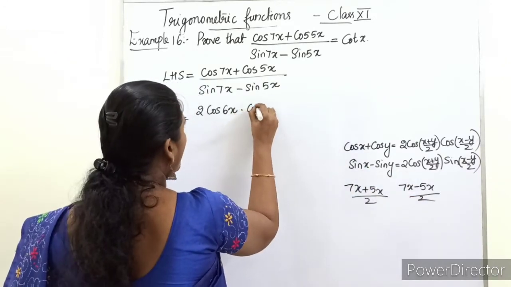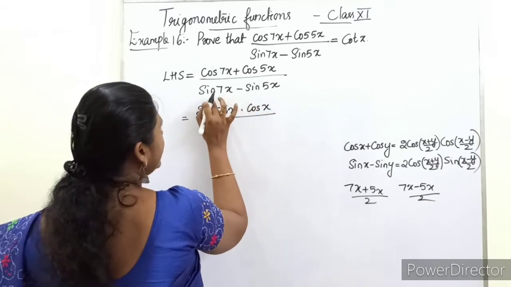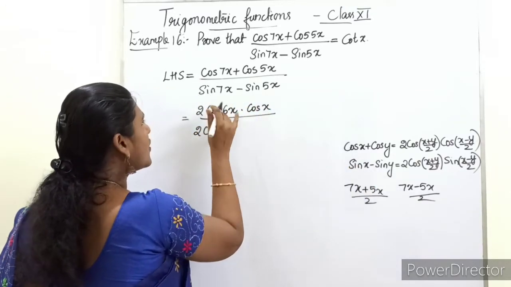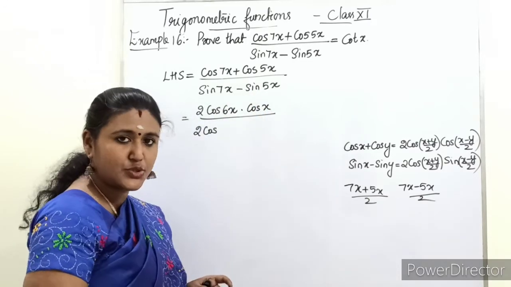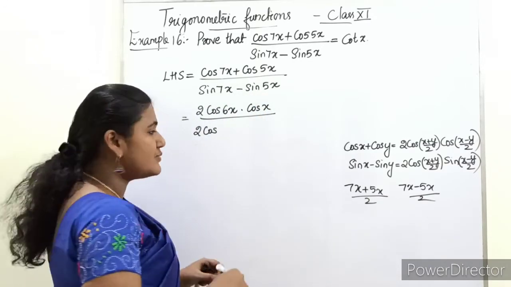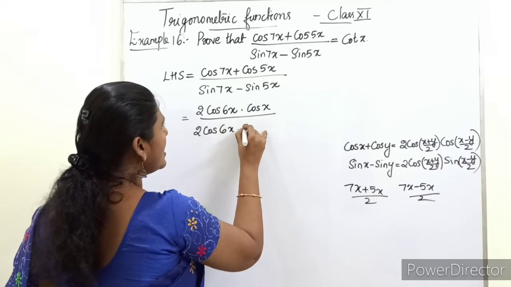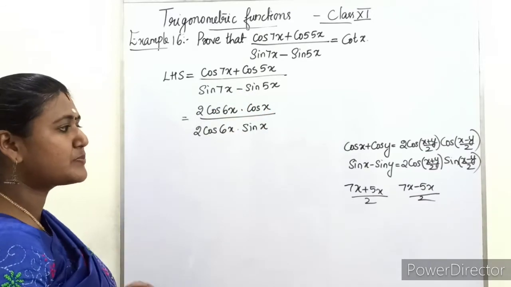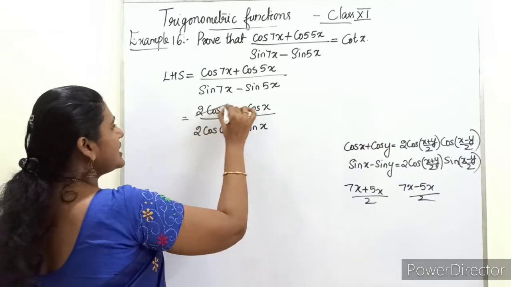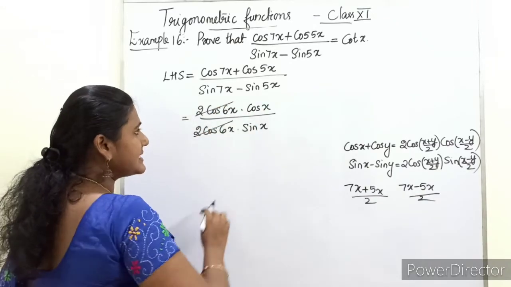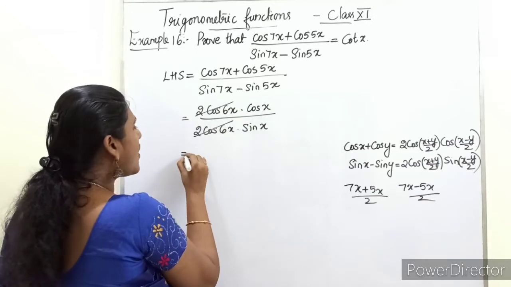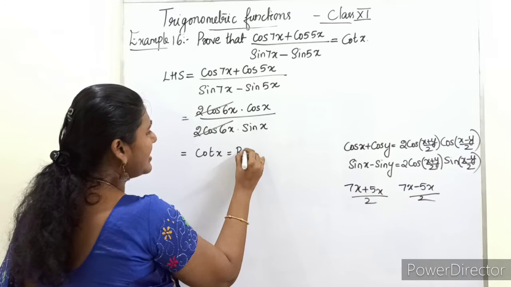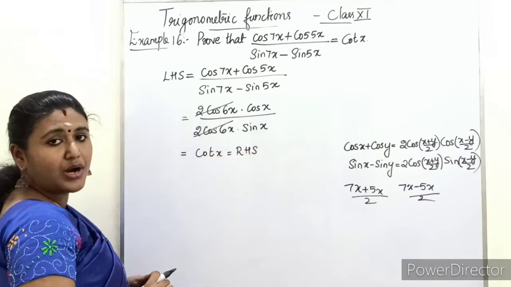So we can write cos x divided by denominator. We will use the second identity, that is 2 cos, here also (7x + 5x)/2, that is 12x by 2, which is 6x, into sin x. 7x minus 5x is 2x, and 2x by 2 is x. If you see here, these terms will get cancelled, and what remains is cos x by sin x, which is equal to cot x, that is our RHS. So this is how you have to prove.